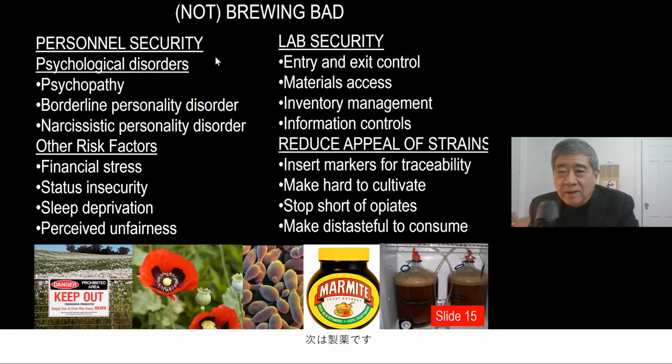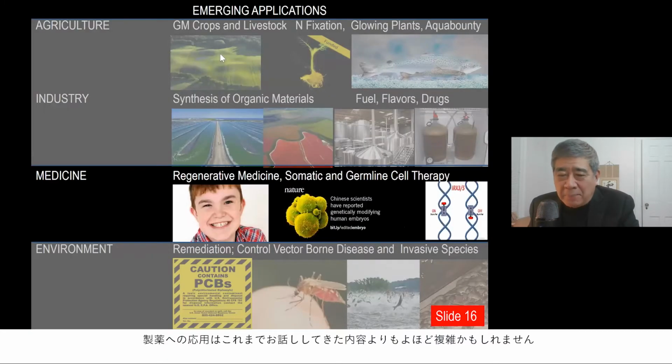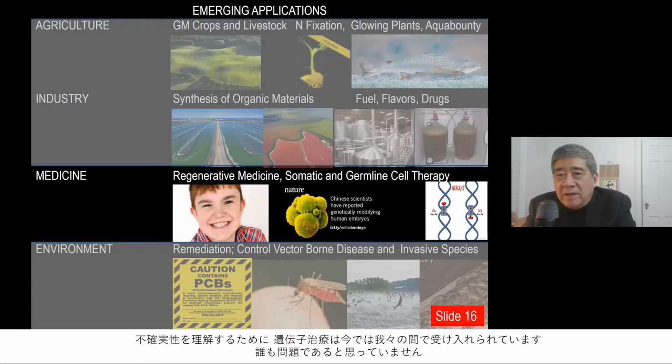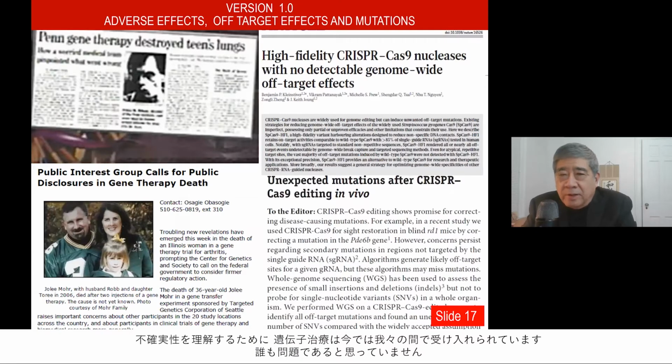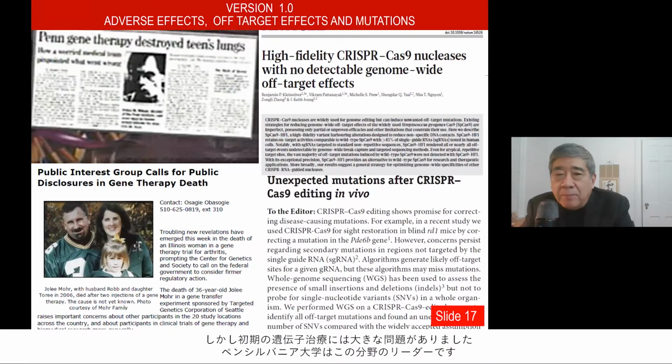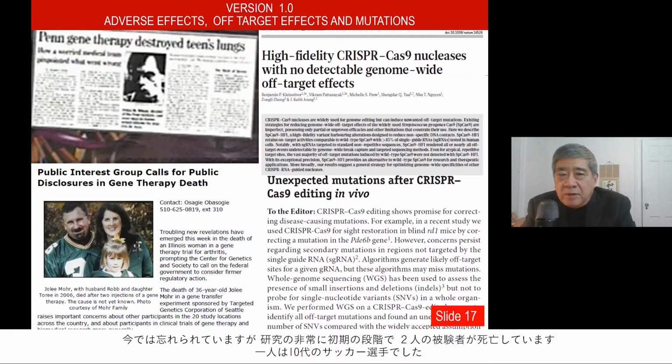Medicine. So the applications to medicine are probably much more complicated than the ones we've talked about so far. And to underscore uncertainty, gene therapies are now accepted by us all. We all think that it's not problematic, but the early days of gene therapy actually had big problems. The University of Pennsylvania was a leader in this area, and we forget now that in the very early stages, 2 of the subjects died.